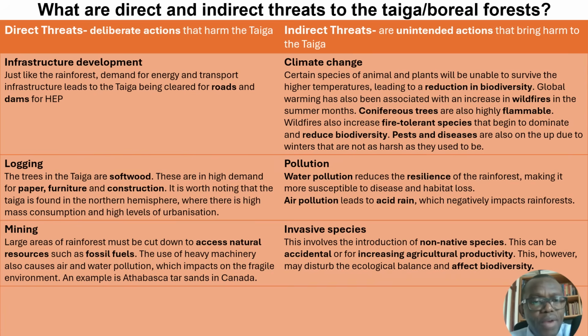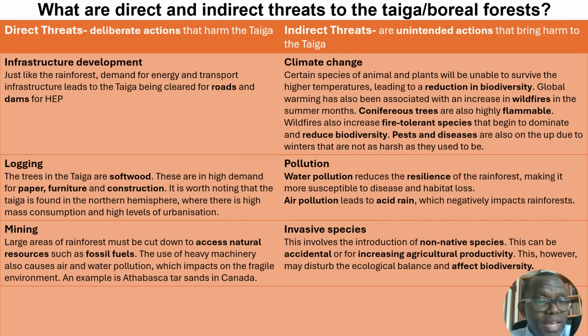What are the direct and indirect threats to the taiga or boreal forests? So moving on to the taiga, we've just talked about the rainforest. There are several direct and indirect threats to the taiga or boreal forests. And the first one here is infrastructure development. So just like in the rainforest, the demand for energy and transport infrastructure leads to the taiga being cleared for roads and dams for hydroelectric power.